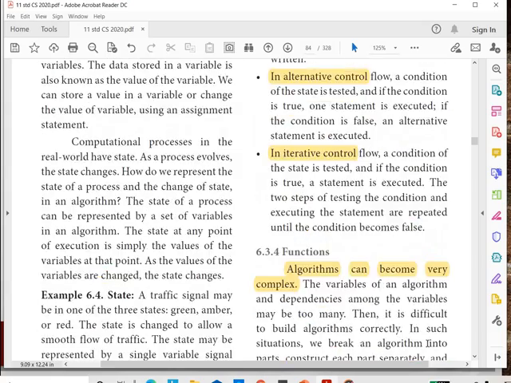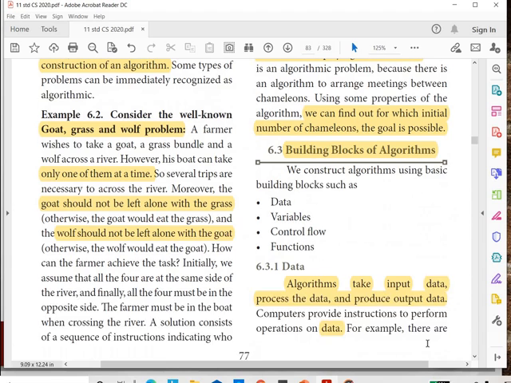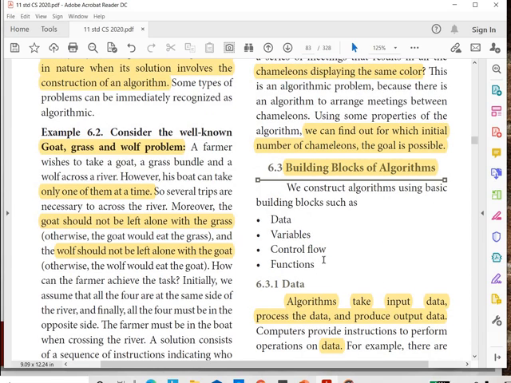So to write a solution for a problem, that means to write an algorithm, we must know all four things. That means the program requires which type of data, then how the data are stored, that is the variable name, then how the controls flow, that means how the statements are executed. Next, functions. If the algorithm is very big, then it must have modules or segments, that is functions. So to write an algorithm, we need all the four building blocks of an algorithm. I hope you have an idea what is an algorithm, and why we need an algorithm to solve a problem.